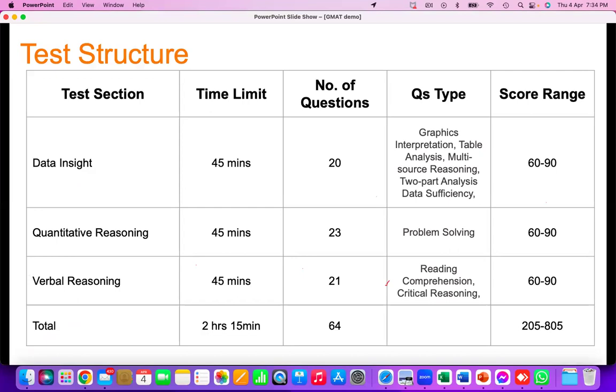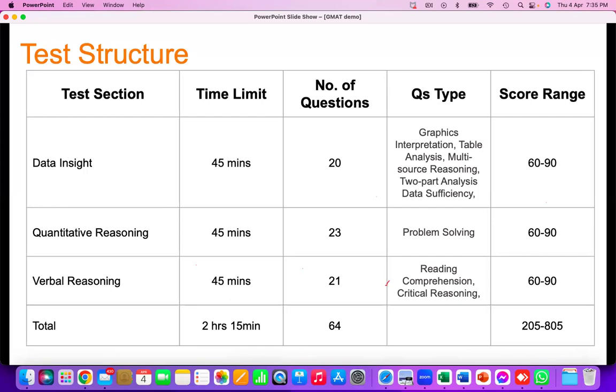Fine. Score ranges from 60 to 90. That is, 90 is the maximum score. Then in Quantitative Reasoning, you have 45 minutes. Again, 23 questions to be answered. And these questions are purely based on problem solving. Fine. Maximum score is 90.